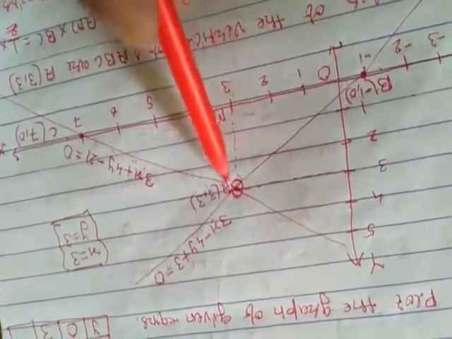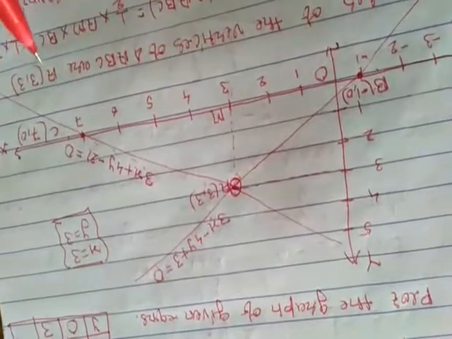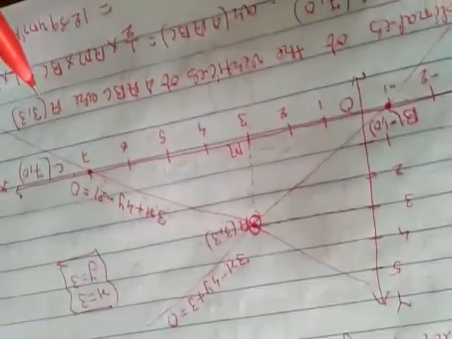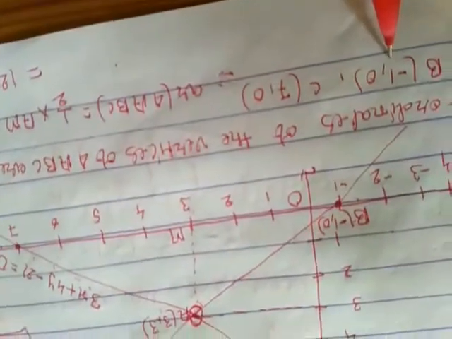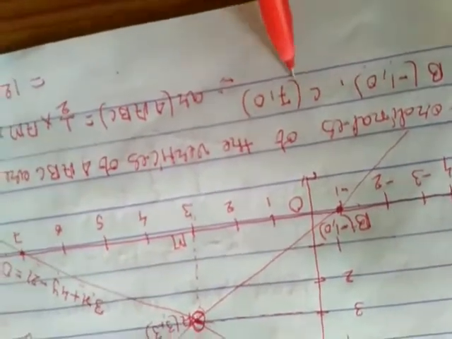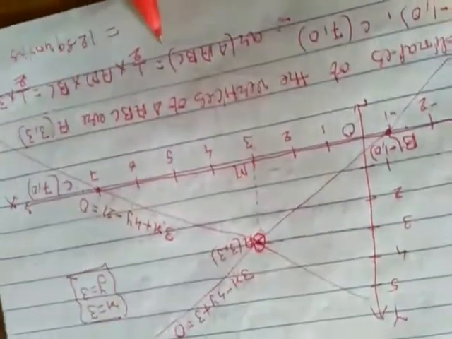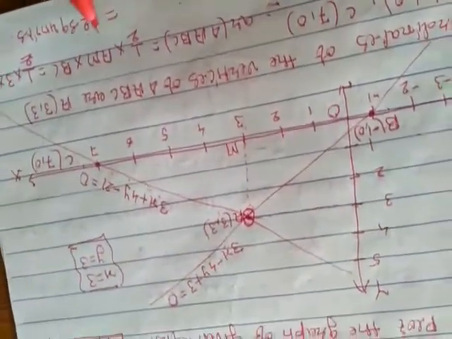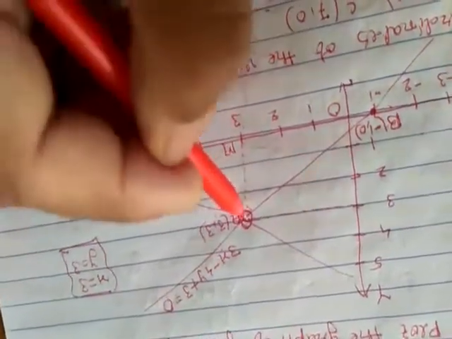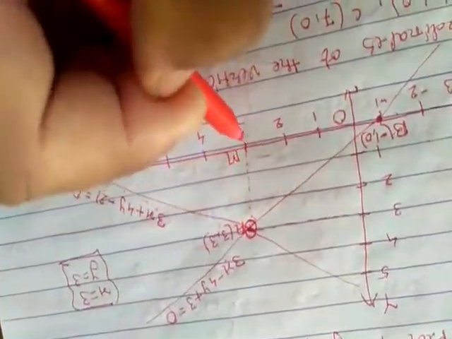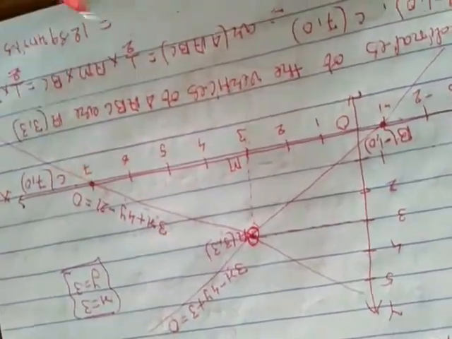So the vertices of the required triangle are A, B, C, whose coordinates are A (3, 3), B (-1, 0) and C (7, 0). So the area of triangle ABC equals half into base into height. Half into AM, which is the height, that is the perpendicular distance, and BC is the base.